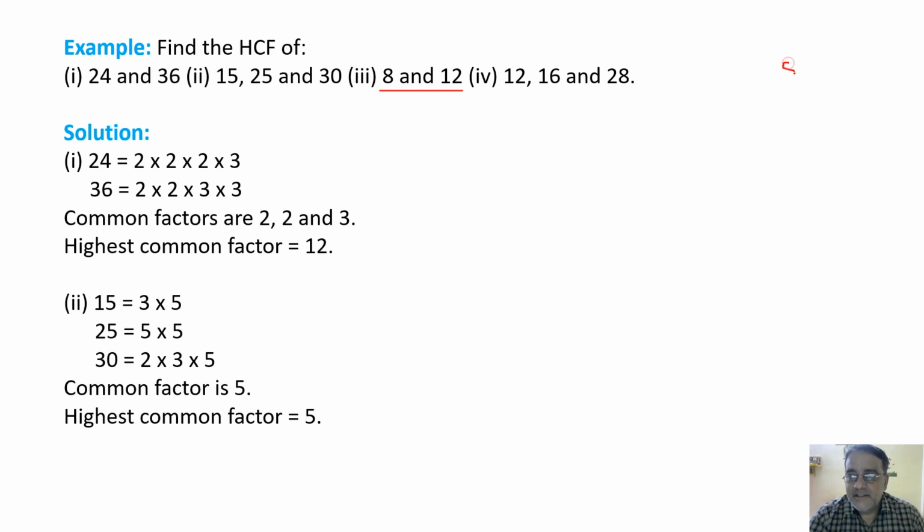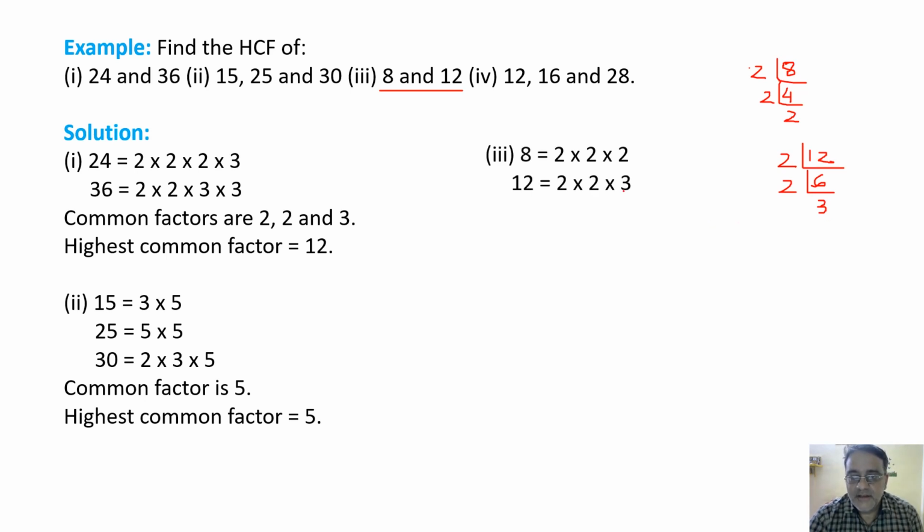For 8, we will find the prime factors. First divide it by 2, we get 4. Again divided by 2, we get 2. Right. Now 12. First divide it by 2, you will get 6. Again divided by 2, we get 3. Right. So the prime factorization of 8 is 2 into 2 into 2, and the prime factorization of 12 is 2 into 2 into 3.